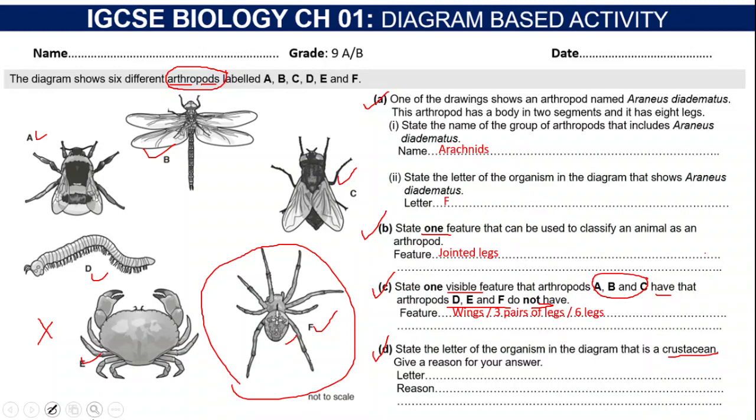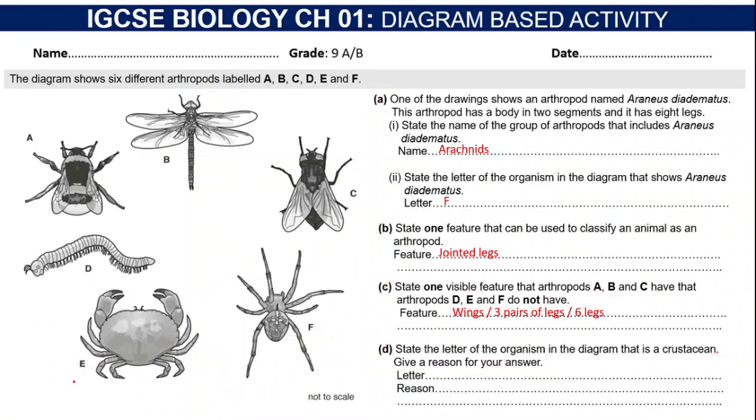Here you can see, let me clear this all first. An important feature of crustaceans is that they have 5 or more pairs of legs. So 5 pairs of legs are visible here. 1, 2, 3, 4, 5. Okay, 5 pairs are here. The letter is E. And the reason for it is 5 pairs of legs. Let's move to the next slide.